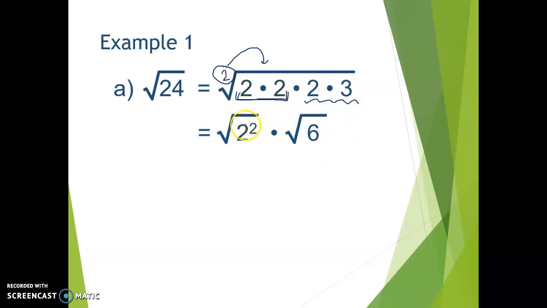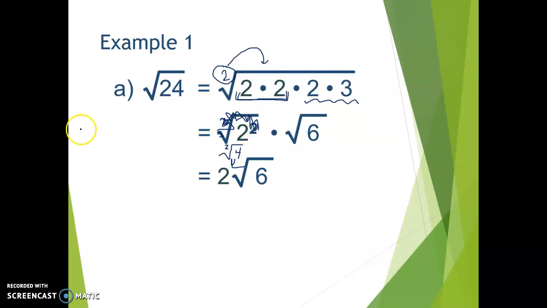Root symbols and exponents undo each other. They are inverse operations. So the square root of 2 squared, they undo each other, and all I'm left with is 2. Now, if you want to see why that works, the square root of 2 squared is really just the square root of 4, and the square root of 4 is 2. So you can multiply that if you want and then take the square root, or you can just know and learn that the index cancels the exponent of the same thing.